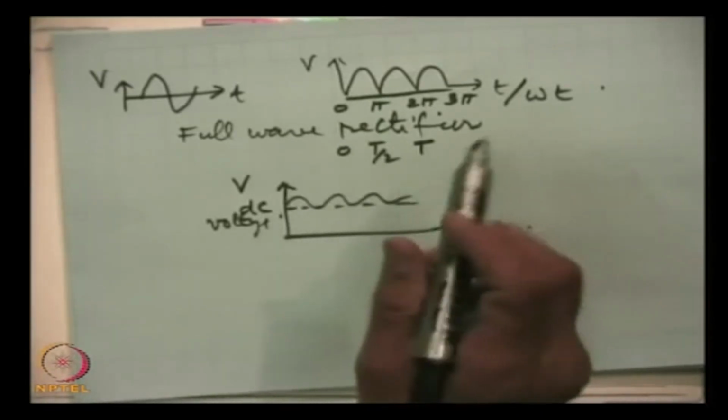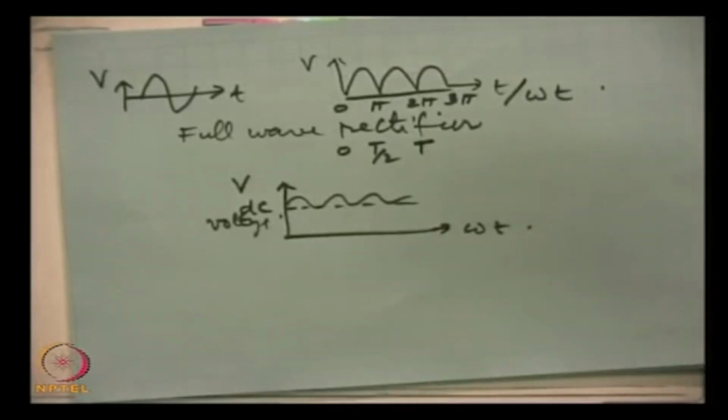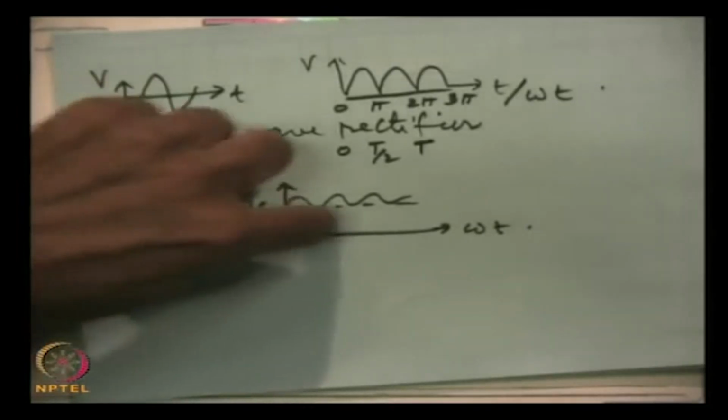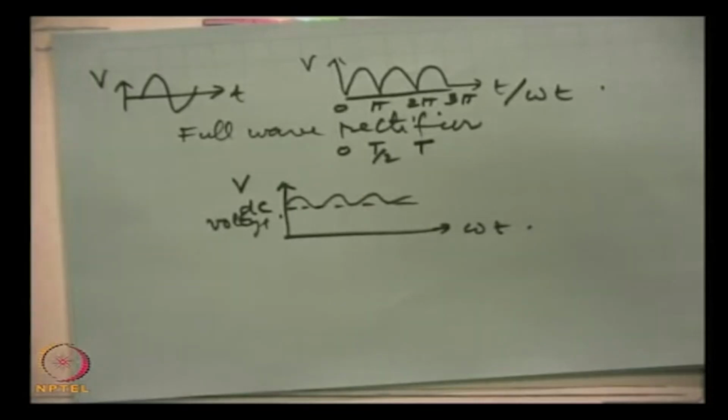So, there is still a ripple, and in many applications this much ripple will be acceptable, because it will be a cheap, very economical circuit, just the use of 2 diodes with a centrally tapped transformer, that makes what is known as a full wave rectifier. But in many applications, in fact in most of the applications, this ripple is not acceptable. For that we use filters.